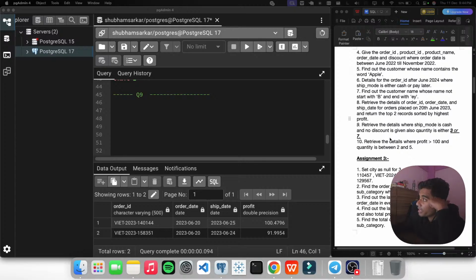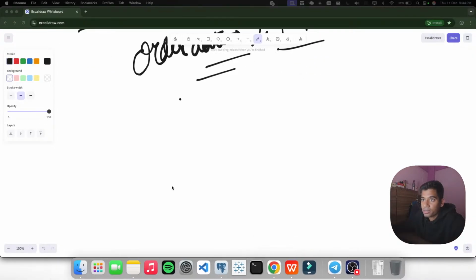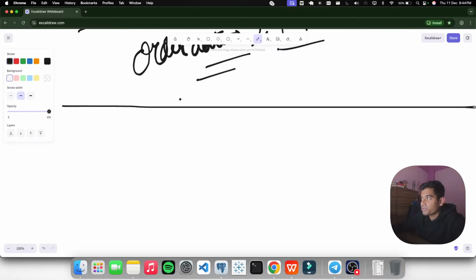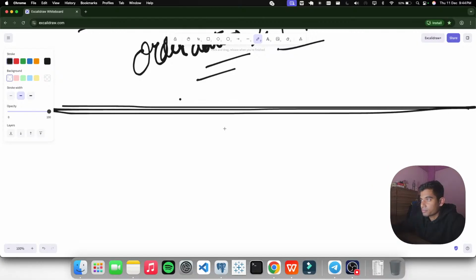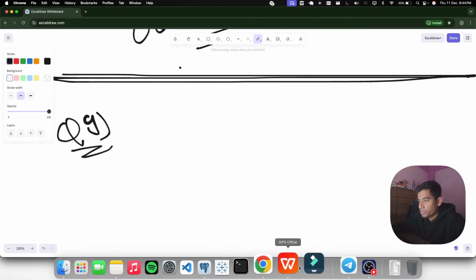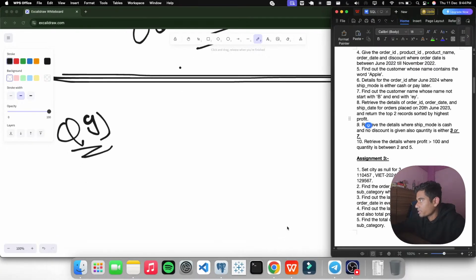Question number 9: we have to retrieve the details where ship mode is cash and no discount is given. Also, quantity is either 3 or 7. So there are three criteria we have to take care of. Where ship mode is cash.